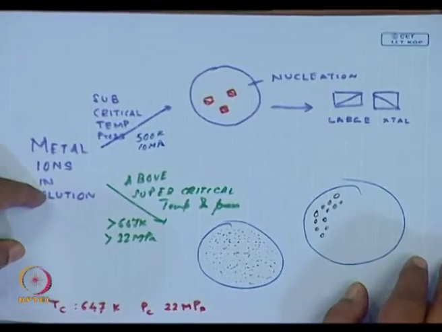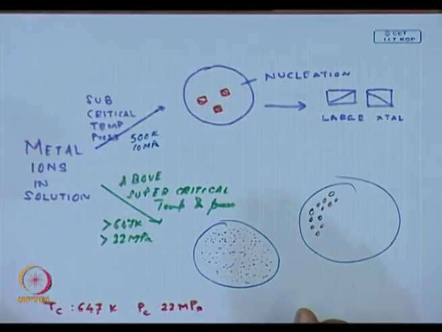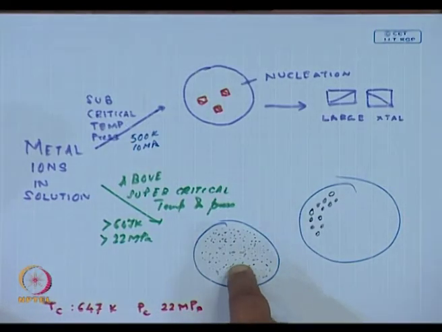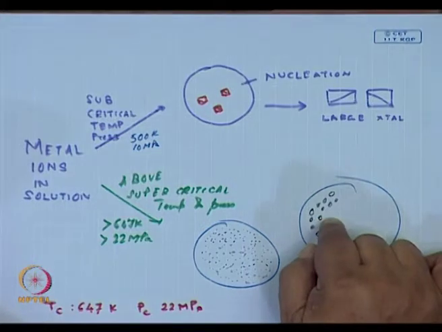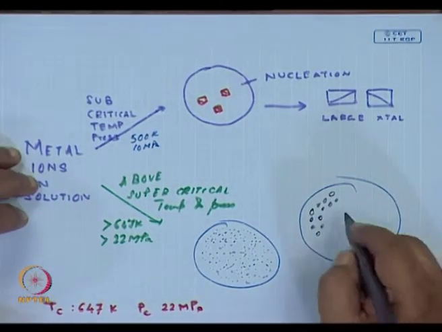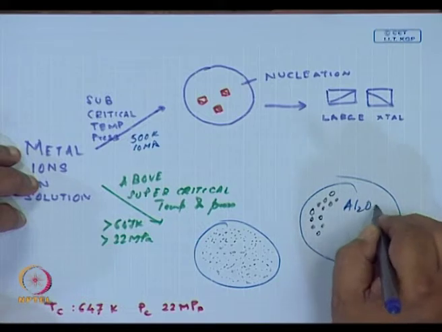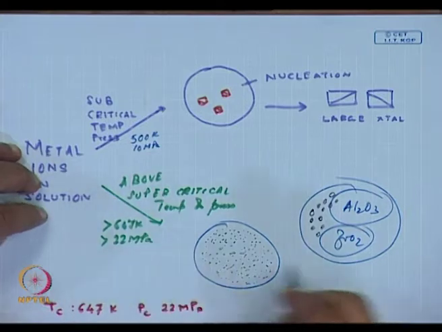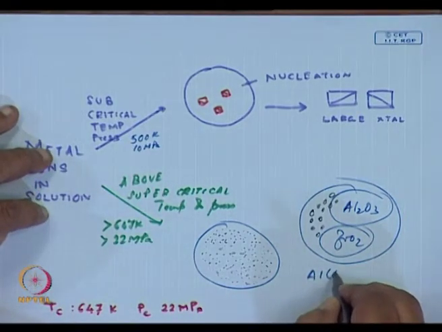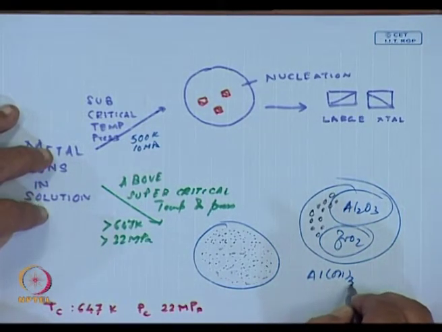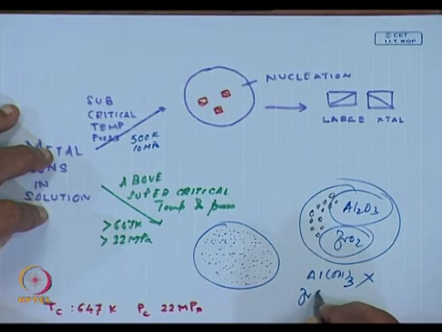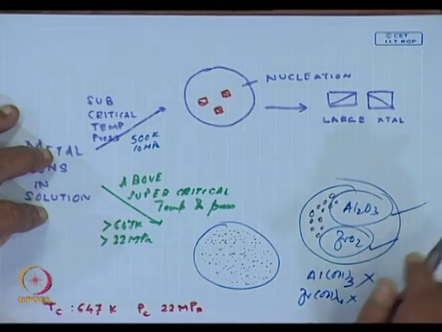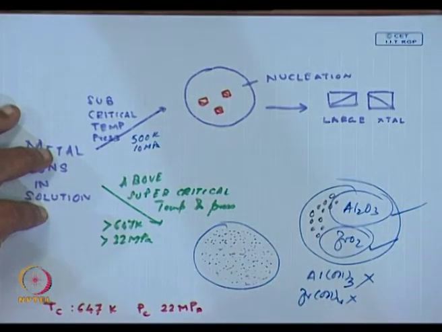So, our goal is really how to synthesize these ultrafine oxide powders. That is, here I want alumina. If I want zirconia, I will settle for zirconia, but not aluminum hydroxide. I do not want zirconium hydroxide. I want these products, the oxides, directly.